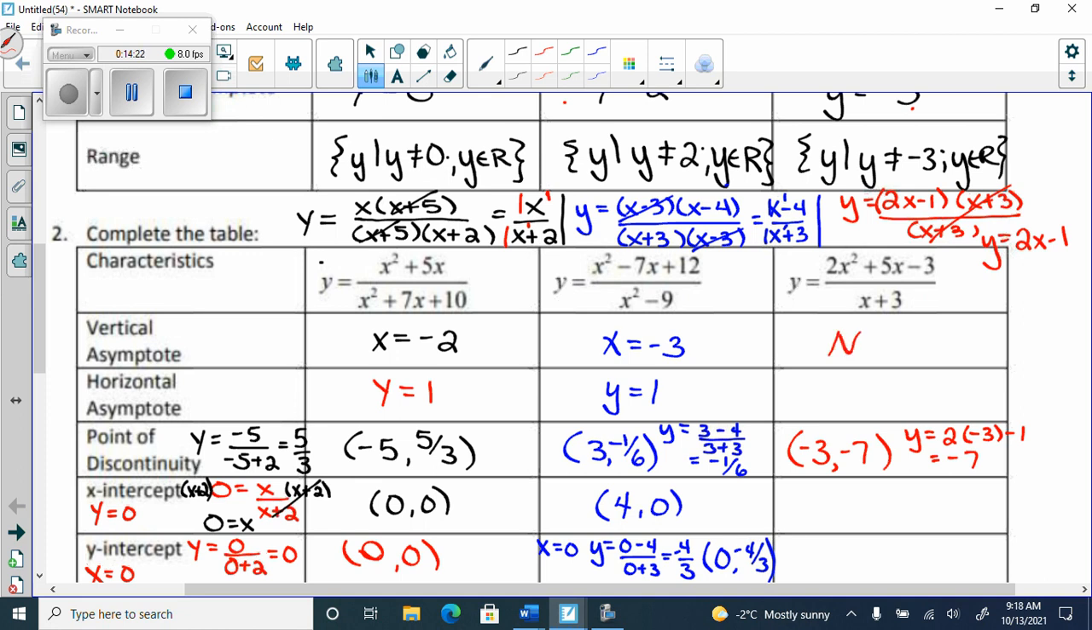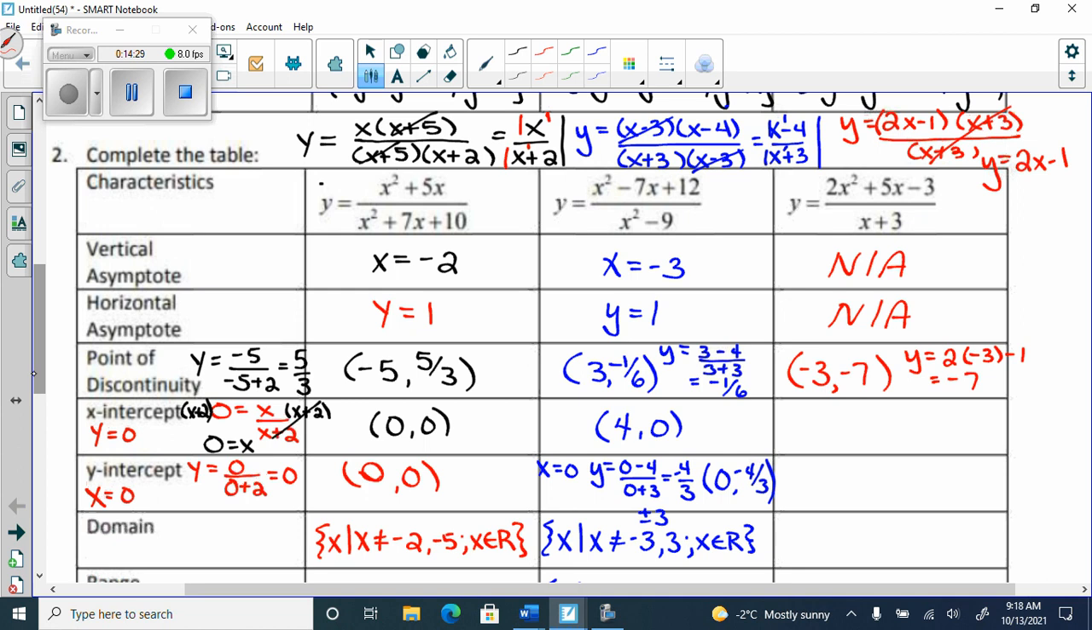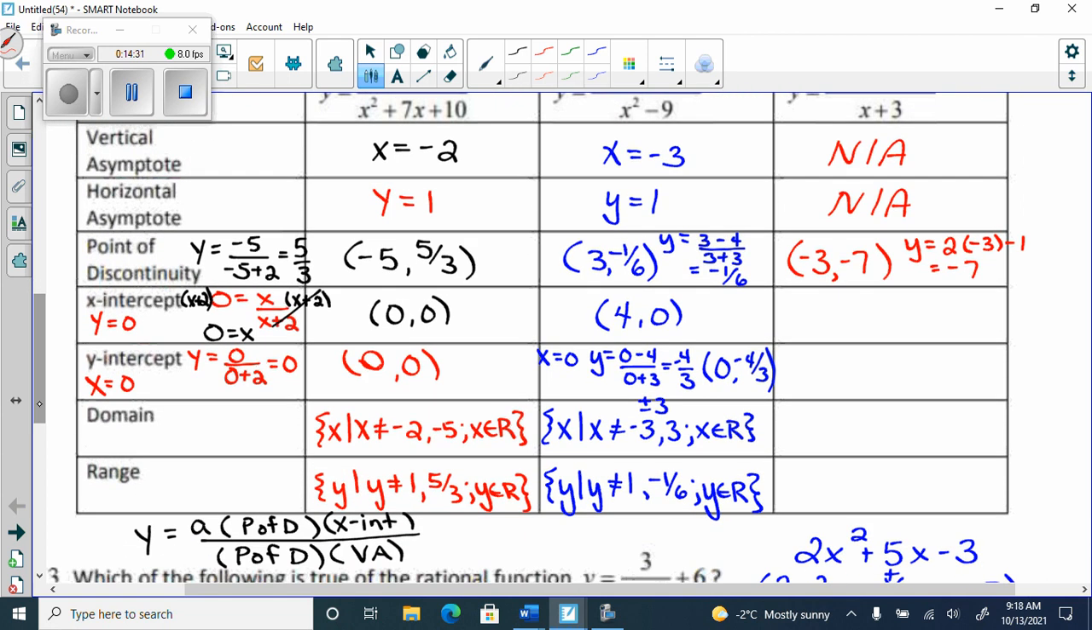Now these are great, not applicables. I'm just going to write it like this because I'm lazy. You can't do that on a test. Okay, and then my domain and range are easy because it just can't equal those.